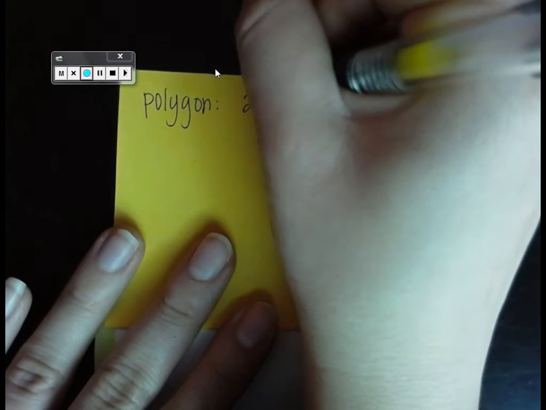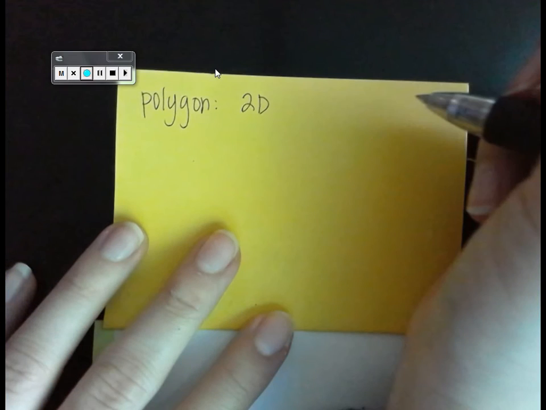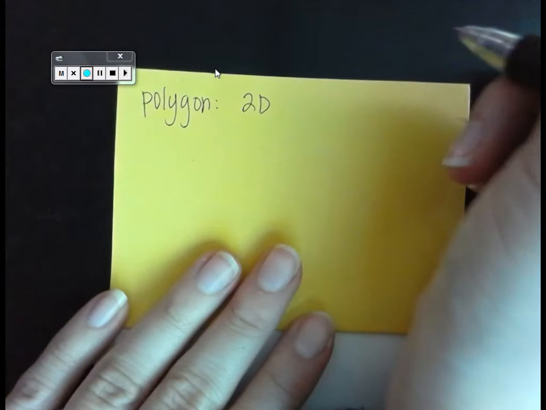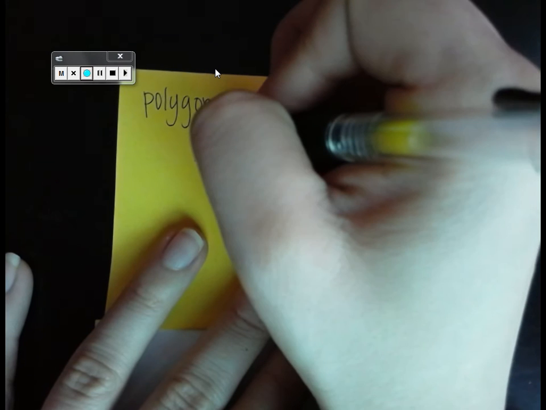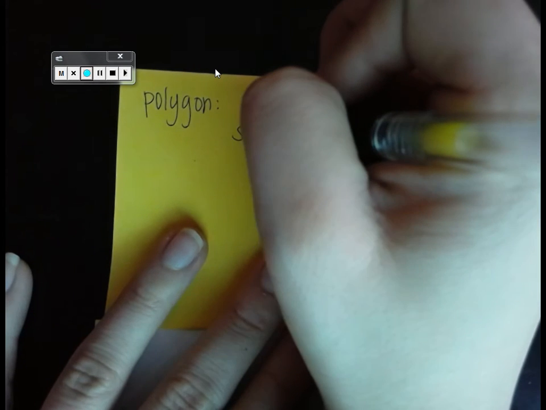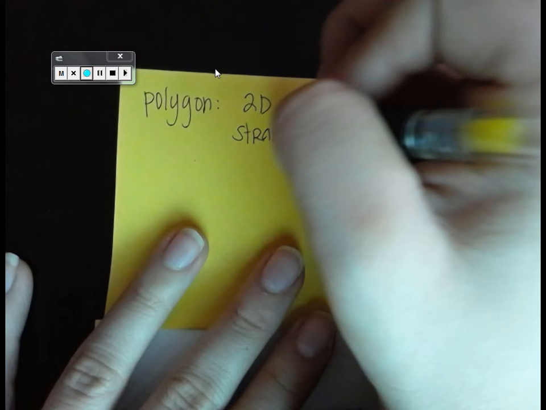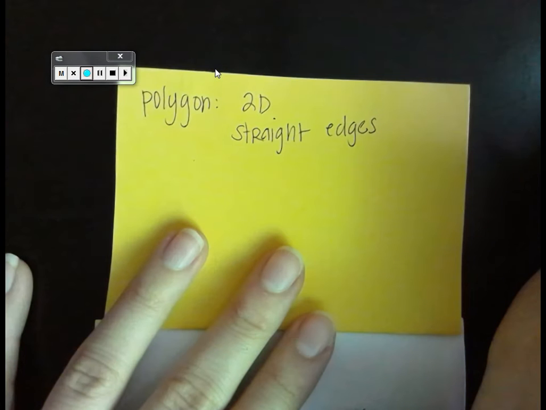Alright, so polygon. The polygon definition has 3 parts. It's 2D, okay? So that means it's flat. You can't say this box is a rectangle because this is 3D. It's not 3D, it's only 2D, so you can only draw them. It is straight. It has to have straight edges, so all the sides have to be straight. So a circle is not straight, it doesn't have straight edges. And there's one more I'm going to show you in just a minute.